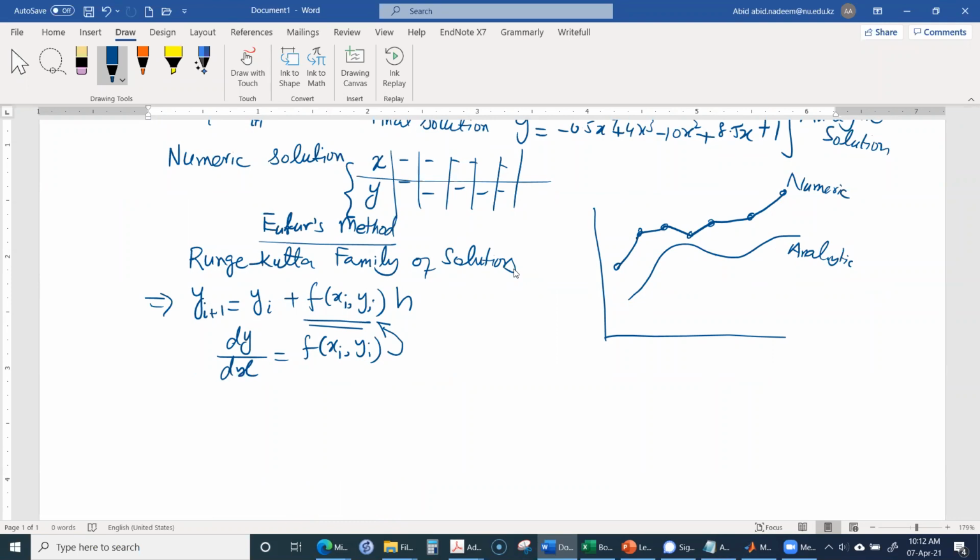point. So for example, if the initial point is 0 and the increment h is 0.5, then we can find the value of y at x equal to 0.5 by only inputting the values at x equal to 0. Okay, so this is how Euler's method works.